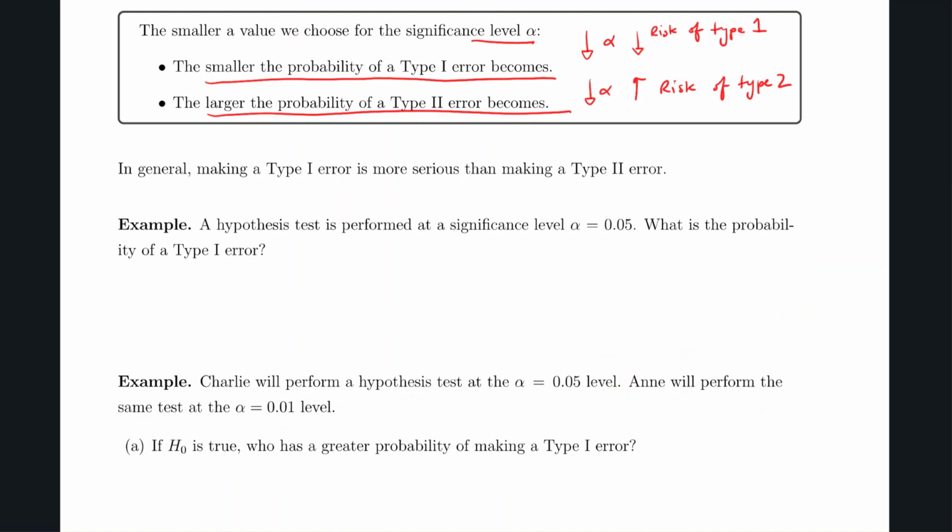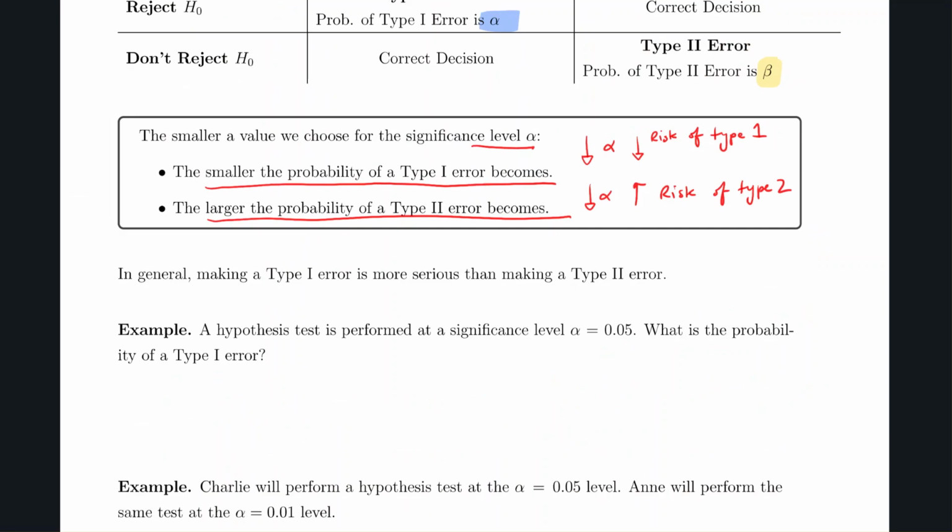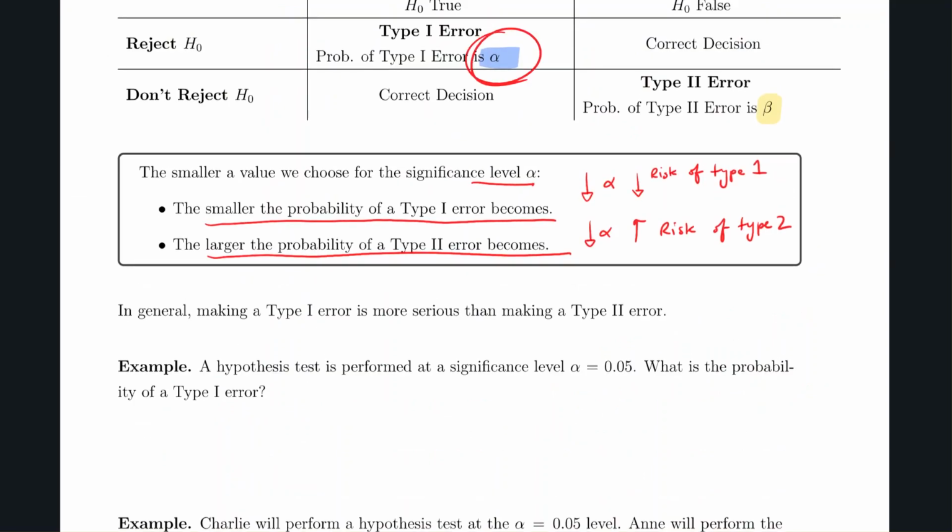It says a hypothesis test is performed at the significance level of 0.05. What's the probability of a type 1 error? Well, it says the probability of a type 1 error is just the significance level. So our probability of a type 1 error is 0.05.